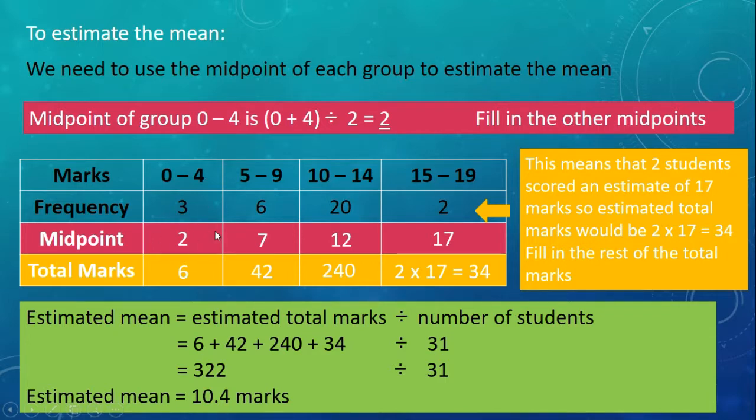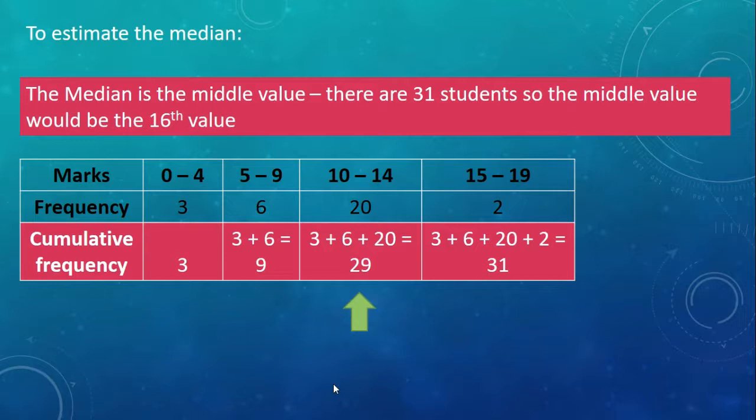Then we need to multiply it by the frequency to give us the total marks for that group. Then we add up the total marks and divide by the number of students, or the frequency. Okay, let's go on to estimate the median.